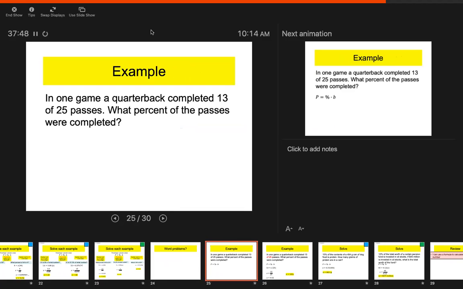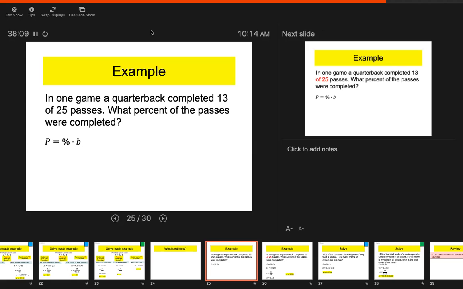Right. Do you notice you're missing one word here? What word are we missing? There's no is, but there is a... there is an of, right? In fact, there's a couple of ofs. But the one that we're paying attention to is the first sentence. In one game, a quarterback completes 13 of 25.